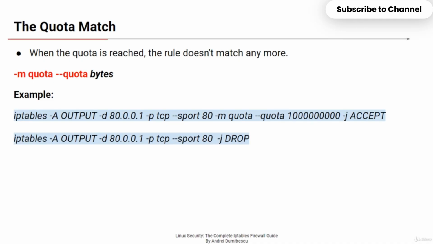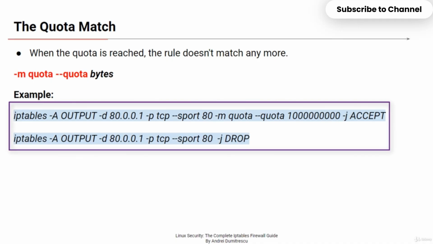In this video, we'll take a look at another interesting match called quota. But what is quota? Generally speaking, quota is a limit set by a network administrator that restricts some aspects of the file system, such as the amount of disk space that can be used by a single user, or the amount of traffic sent or received. In the context of netfilter and iptables, quota is used to limit the number of packets or bytes matched by an iptables rule.